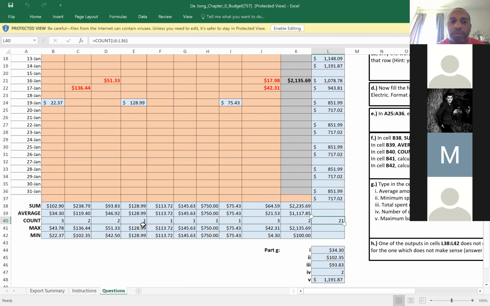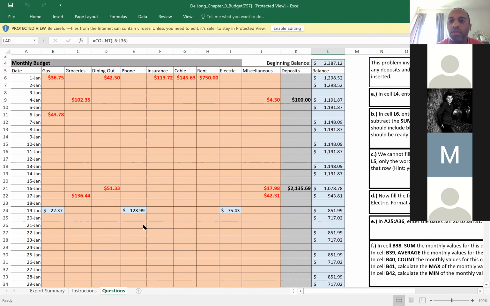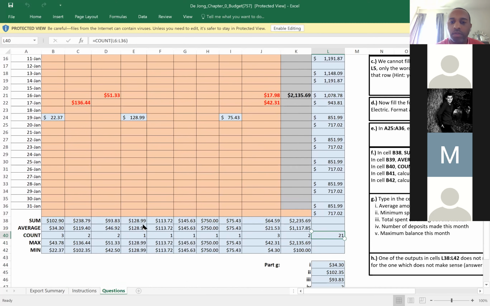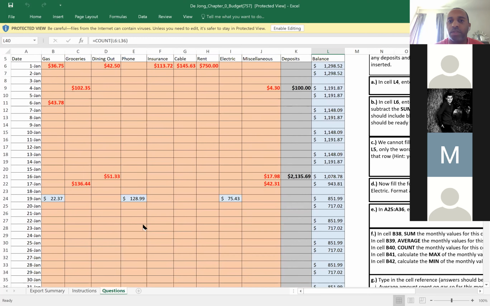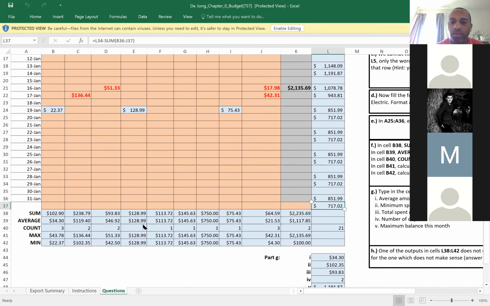Gotcha. Because it's supposed to be counting the number of entries from, well, you said L6 to 36. So from 6 to 36, there should be 21 entries coming from up here down to here. Okay. That's what the count function does for us.